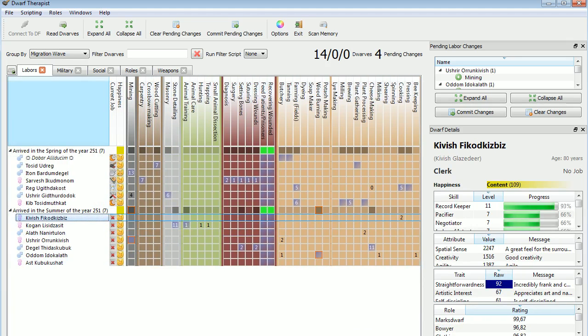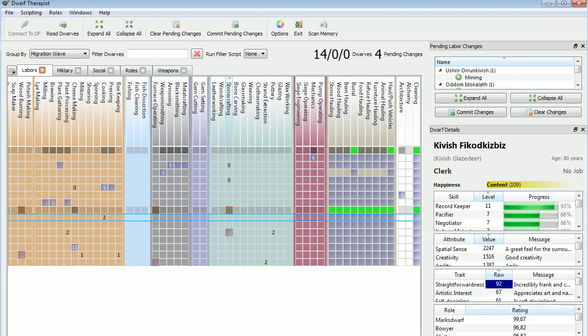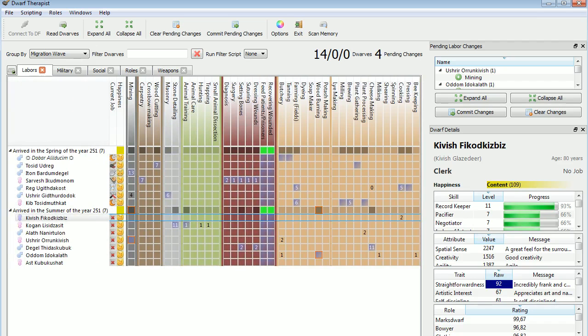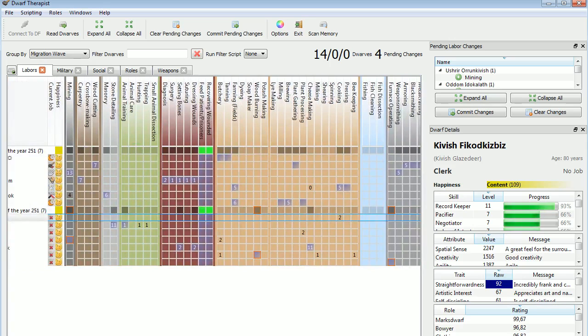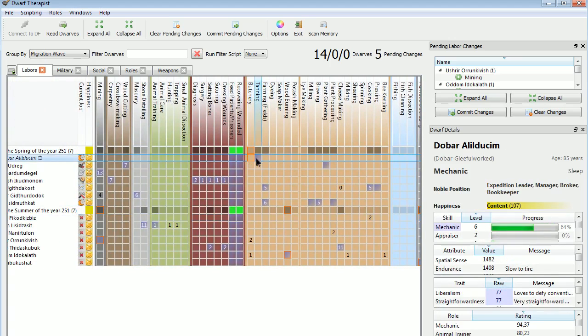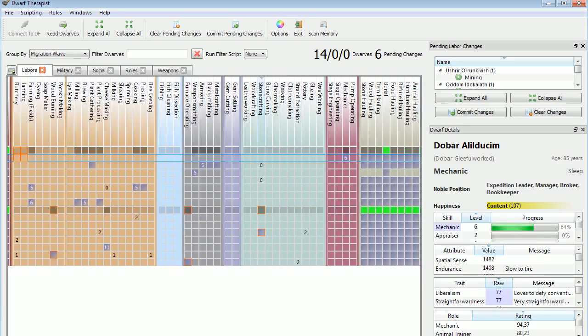Kivish, the clerk, eventual army man, will probably take over record keeping from the expedition leader, who can then focus on being a manager and a mechanic. Well, I might even make this fellow my record keeper and a manager, and let my expedition leader just be expedition leader, the broker, and the mechanic. Okay, then some of these other things I want someone to take care of. I don't want my expedition leader to be the butcher or tanner. I haven't used that so much yet.